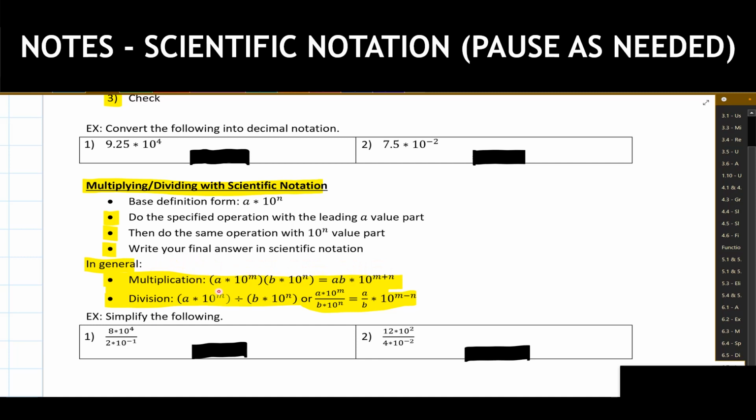So it says, I have A times 10 to the m times B times 10 to the n power. I'm going to multiply the leading parts together, and I'm going to multiply the tens together. If the bases are the same for the tens, what do the exponents do? They add together. It's just our previously learned exponent properties coming back into play here. Same thing with division. I'm going to divide the two numerical parts together here.